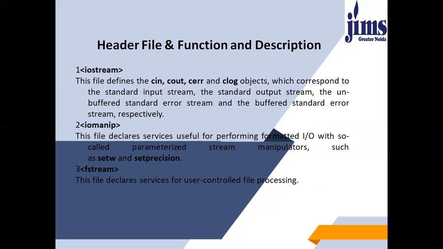Iostream, this file defines the cin, cout, cerr, and clog objects, which correspond to the standard input stream, the standard output stream, the unbuffered standard error stream, and the buffered standard error stream, respectively. Iomanip, this file declares services useful for performing formatted input-output with so-called parameterized stream manipulators such as setw and setprecision. Fstream, this file declares services for user-controlled file processing.